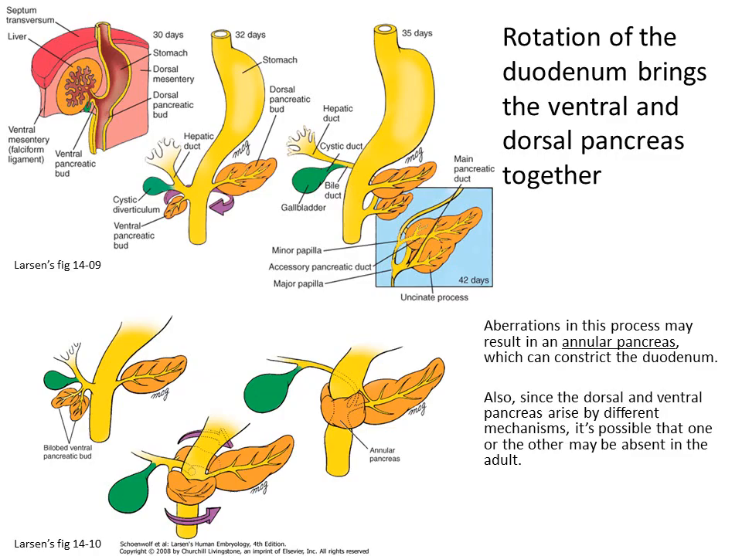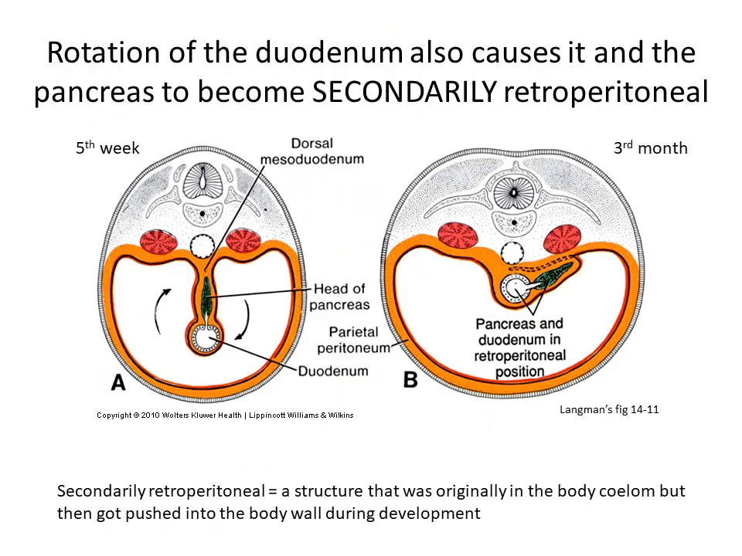Rotation of the duodenum brings the ventral and dorsal pancreas together. Abrasion in this process may result in the annular pancreas, which can constrict the duodenum. Also, since the dorsal and ventral pancreas arise by different mechanisms, it is possible that one or the other may be absent in the adult.